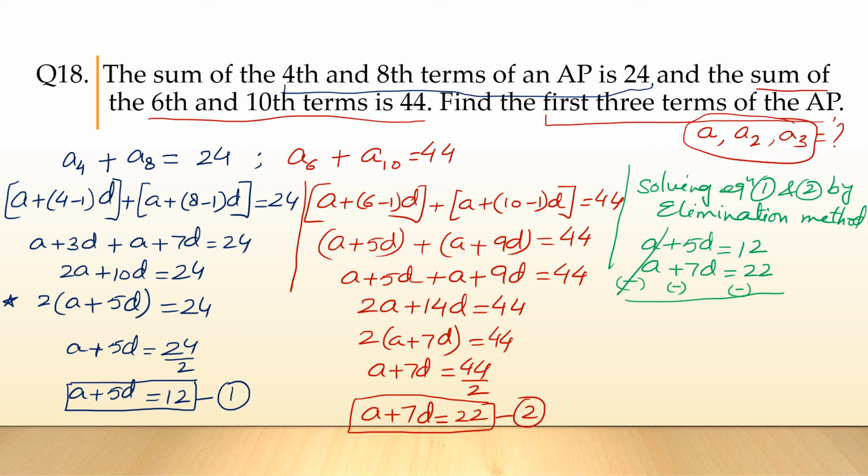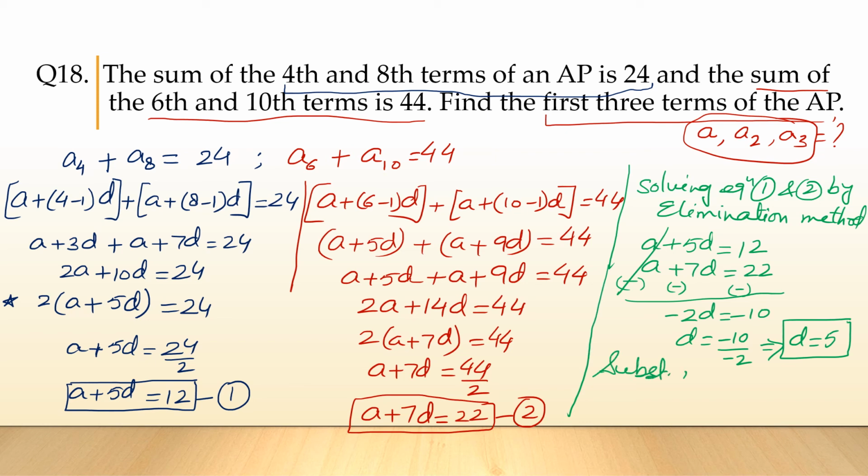You already know how to solve this by the elimination method. So this is minus 10. So d is equal to minus 10 by minus 2. So this implies d equal to 5. Now I'll substitute this value of d in the first equation. Substituting d equal to 5 in equation 1.